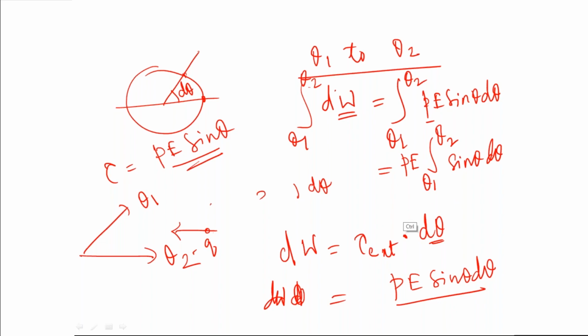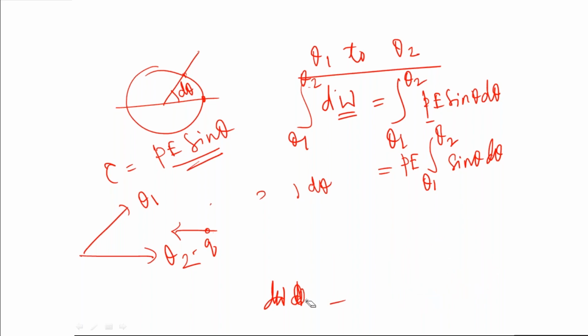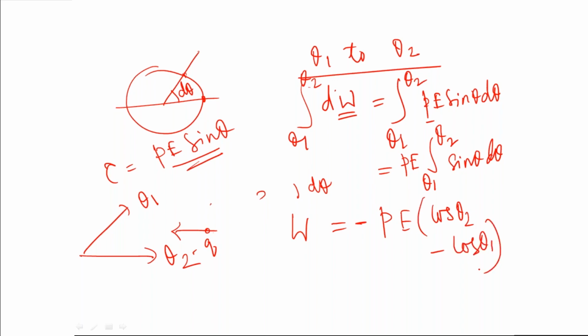So the answer will be, look, this is the total work done, PE. So sin theta, if you do integration, you'll get minus cos theta, so minus sign over here, and this is the upper limit, so cos theta 2 minus cos theta 1. So this is the work done you have to do. Okay, this is the work done, and this will be stored as potential energy.